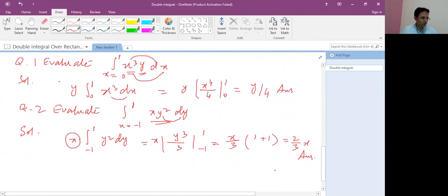Now we will move to the next point, what we call an iterated or repeated integral. Some books write it as iterated, or in another way we call it repeated integral.